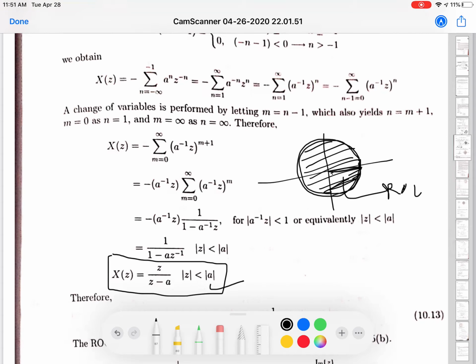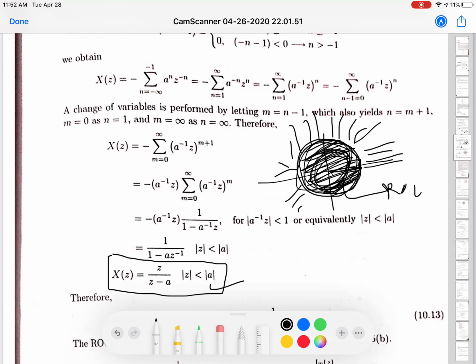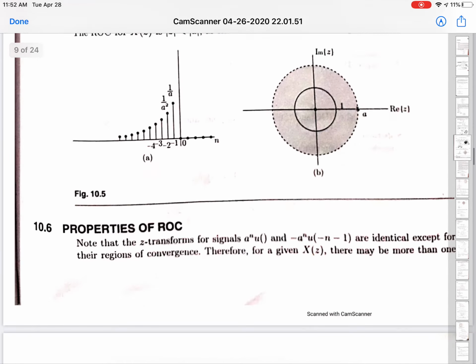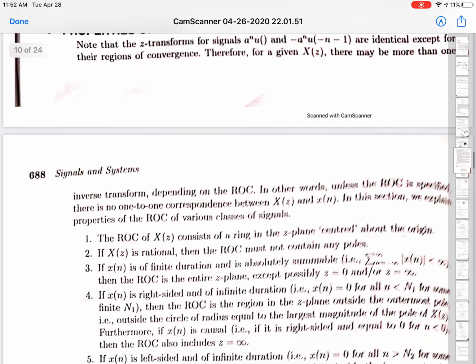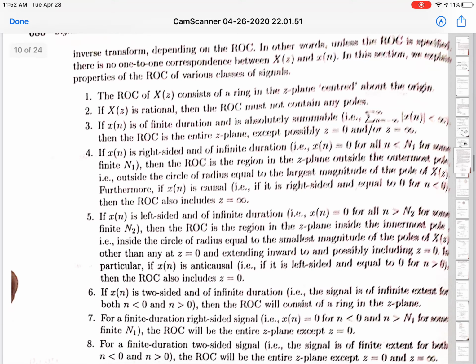Okay, so in the previous case the sequence was right sided, and in this case the sequence is left sided. For a right sided sequence, the ROC is outside the circle. For a left sided sequence, the ROC is inside the circle. Only the difference is in the region of convergence, right? Now consider the various properties of ROC.